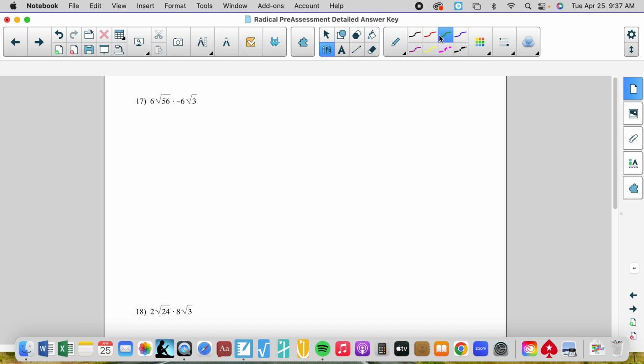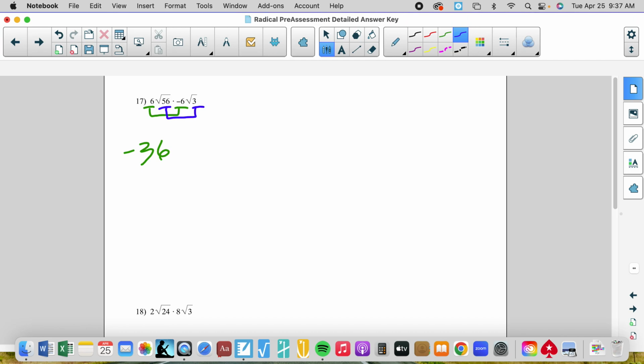So 17, we start with coefficients. So we're going to multiply the outsides times the outsides. 6 times negative 6 is negative 36. And then we have the radicals, 56 and 3.